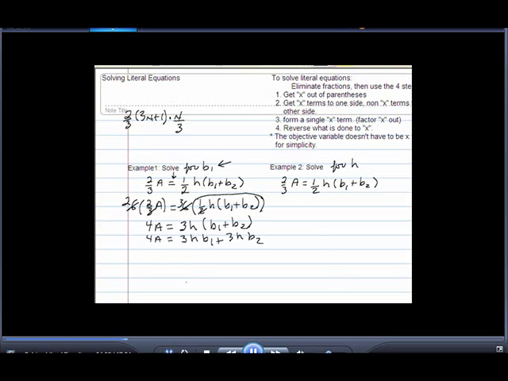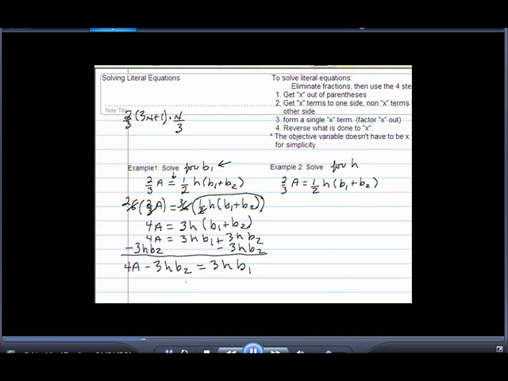Step 2 says get all your, in this case, b1 terms to one side and your non-b1 terms to the other side. We'll only have one b1 term, and it's already on the right side. So what I need to do is get my non-b1 term, which is 3h b2, over to the other side with my other non-b1 term. So I subtract 3h b2 from both sides. And on the left, that gives me 4a minus 3h b2 is equal to 3h b1.